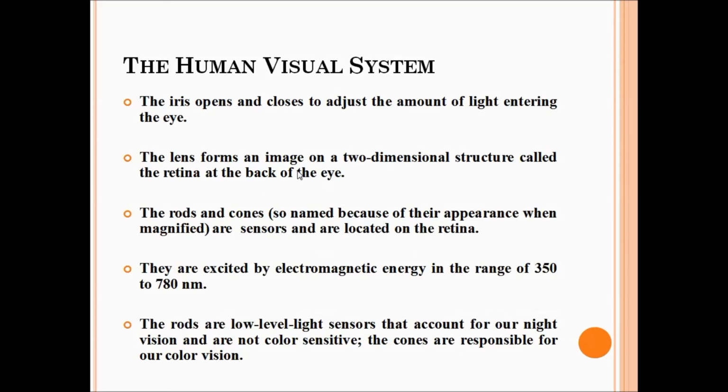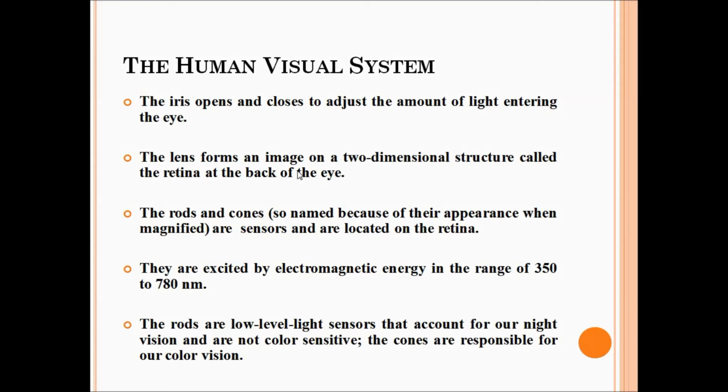Next, the iris opens and closes to adjust the amount of light entering the eye. And the lens forms an image on a two-dimensional structure called the retina. Remember, in a camera the image is formed on the film plane, but in the human visual system the image is captured on a two-dimensional structure called the retina, which is at the back of the eye. In a pinhole camera, the film plane is on the opposite side. Here also the retina is on the back of the eye, and along with that you use rods and cones. The rods and cones are sensors located on the retina.